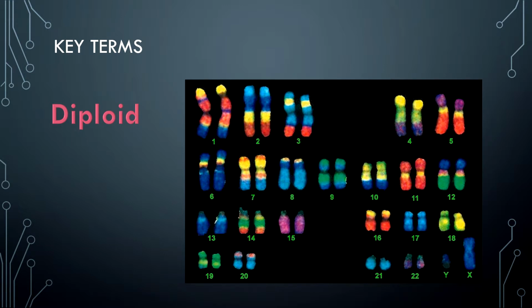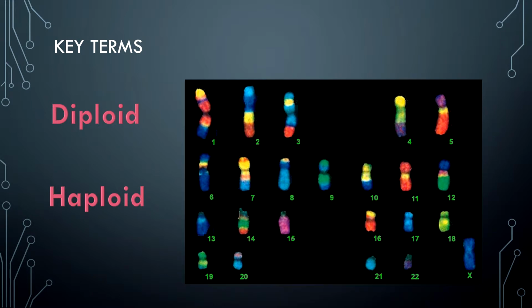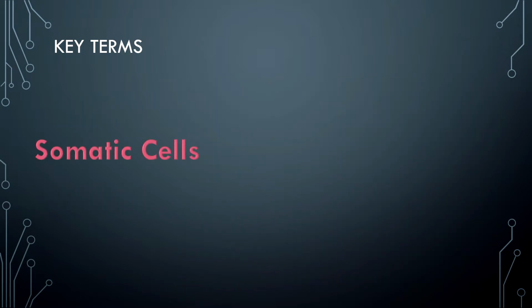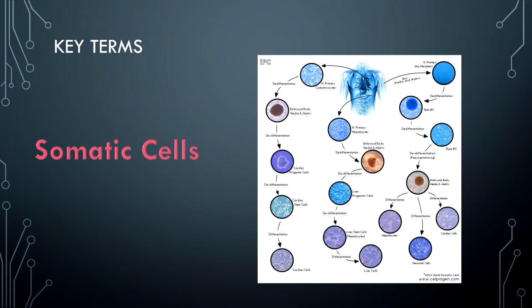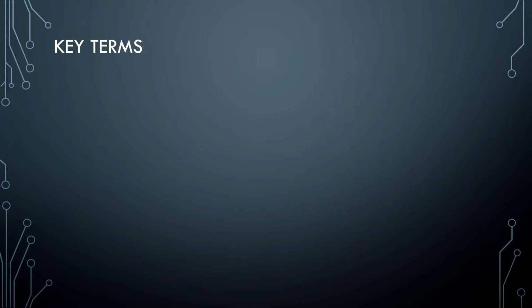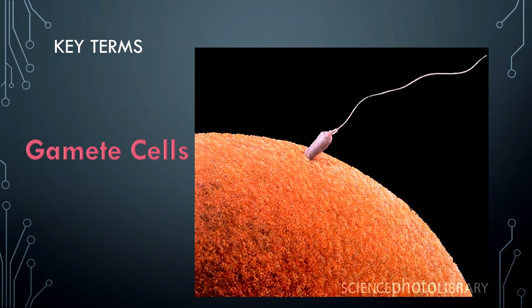Haploid is different. Haploid is when you have a cell or a nucleus that has a single set of unpaired chromosomes. In humans, this is 23 chromosomes. Somatic cells are any cell of a living organism other than reproductive cells. Gamete cells are any reproductive cells. So in humans, it is eggs in females and sperm in males.